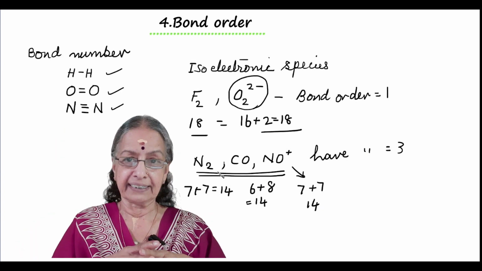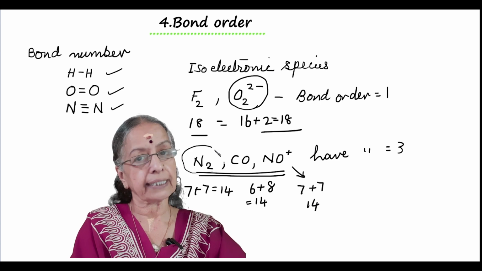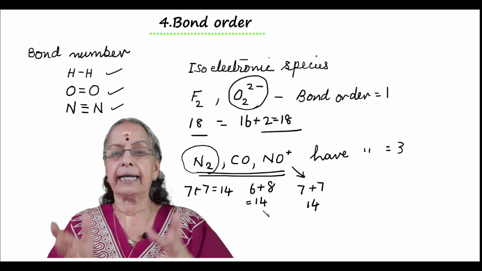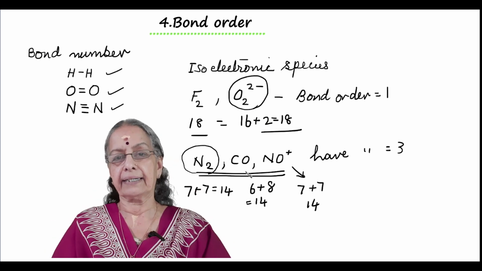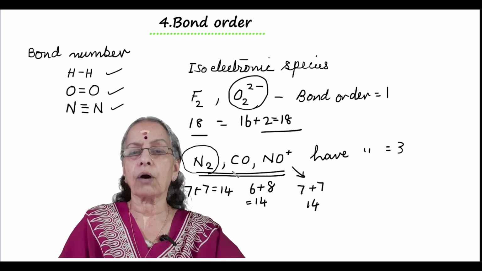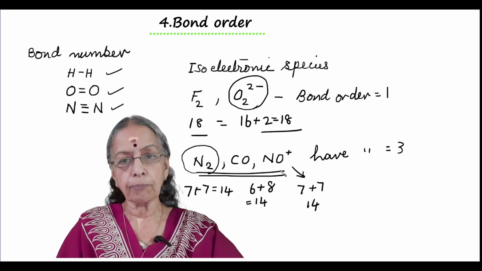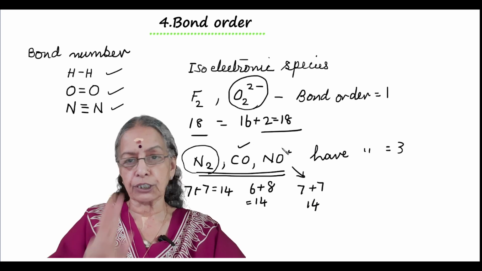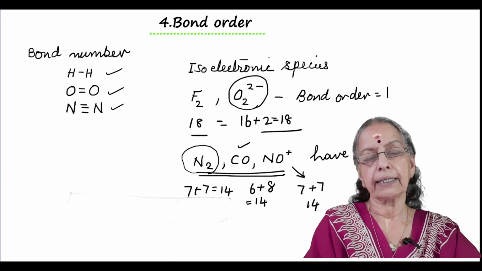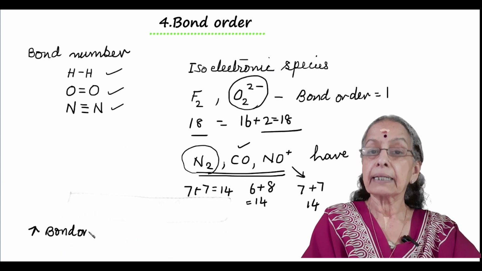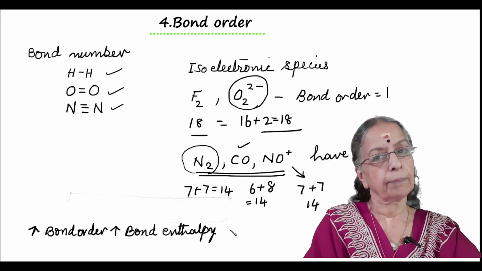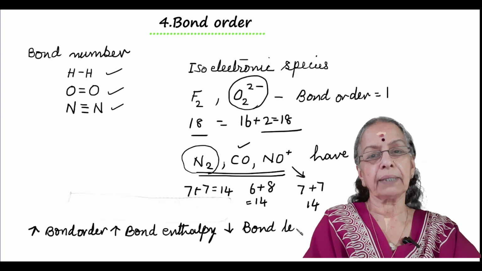I hope it is clear. The bond order of nitrogen is 3. So, from that we understand the bond order of carbon monoxide and NO+ is also 3. Now, we will see how these 4 quantities, that is, these 4 bond parameters which we have discussed in 2 different videos are related. Greater the bond order, greater the bond enthalpy, but less the bond length, and greater the strength of the bond. This point also may be remembered.